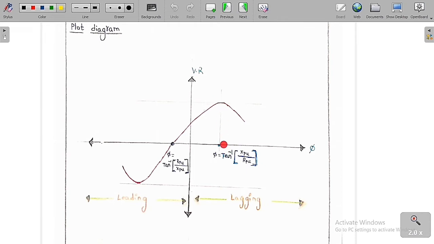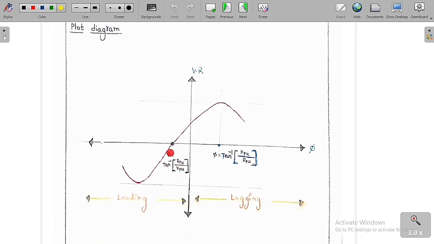The more the voltage regulation, the more the voltage drop across the internal impedance. That power factor angle is tan inverse of x naught of 2 by r naught of 2, or x per unit by r per unit. At this lagging power factor angle, you are going to get the maximum voltage regulation. Whereas you are going to get the zero voltage regulation at a power factor angle phi equal to tan inverse of r naught of 2 by x naught of 2, or r per unit by x per unit.